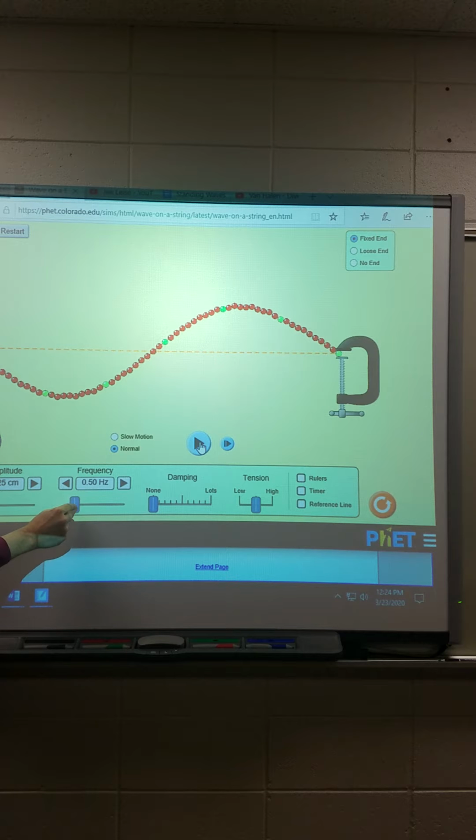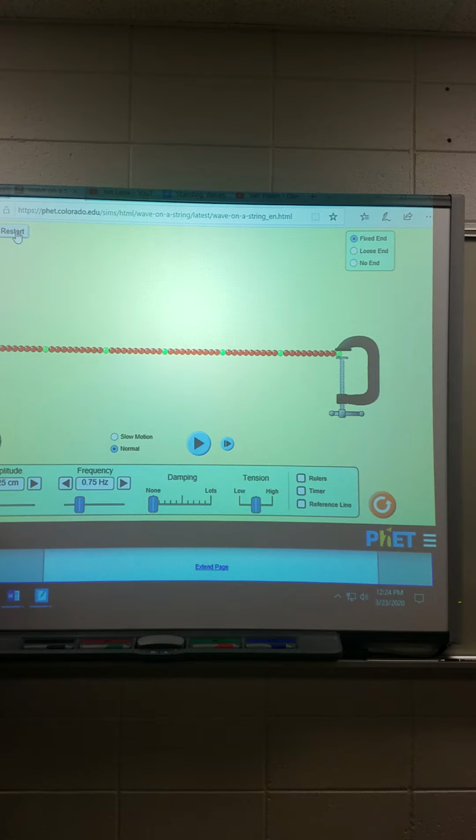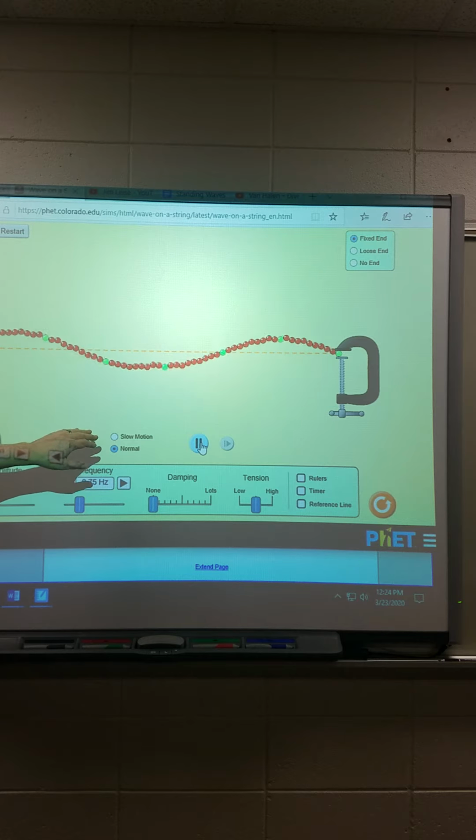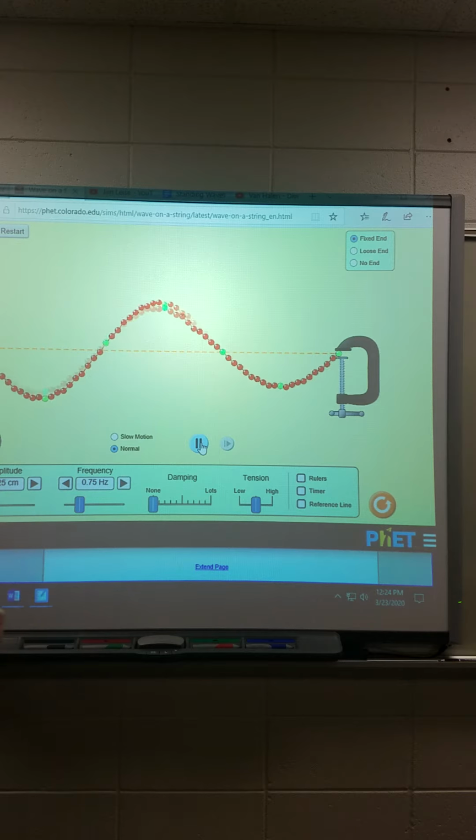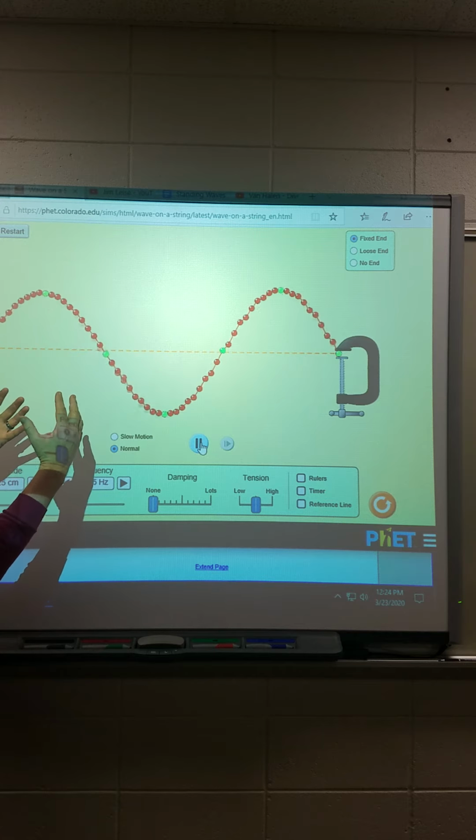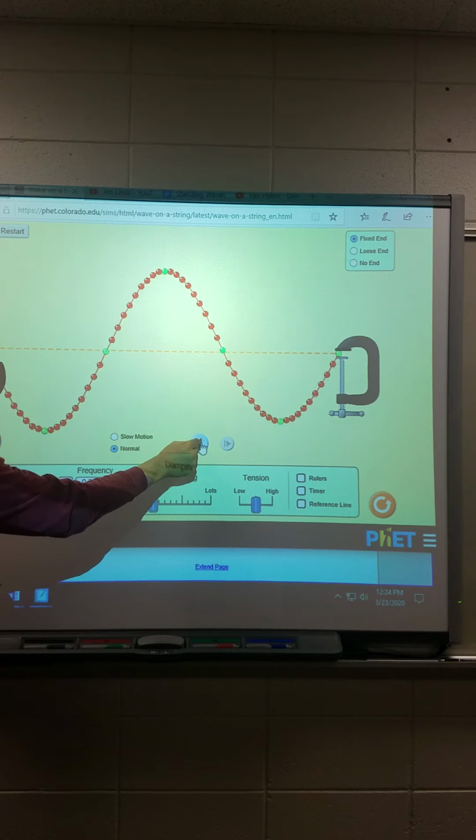I'm going to triple this frequency, and now you're going to see that we end up with 3 standing waves generated in this string here. Okay? And so let's look at the math behind why this happens.